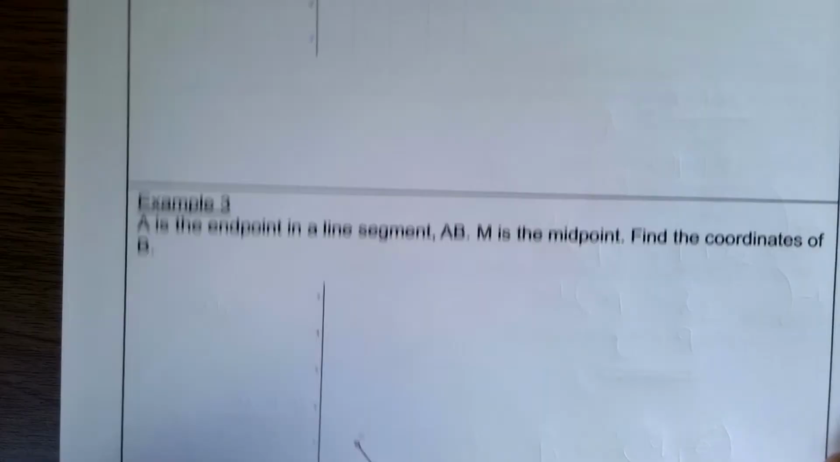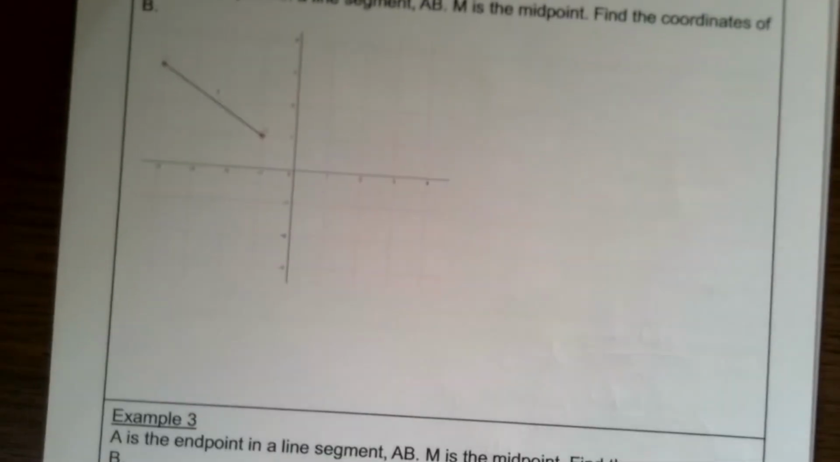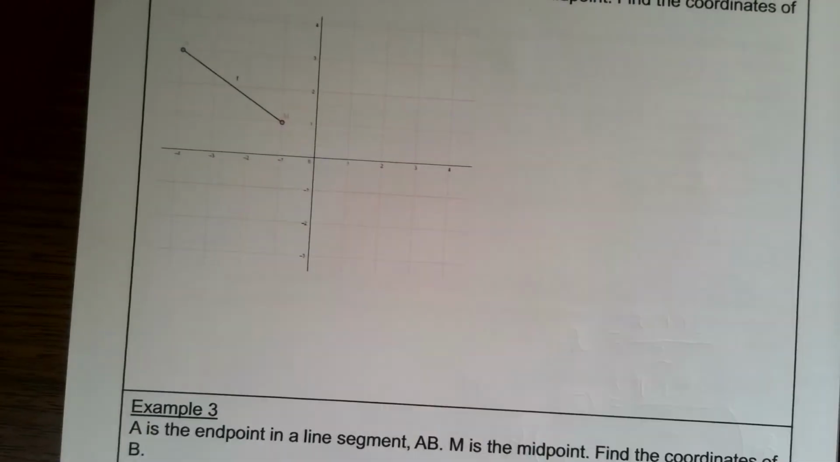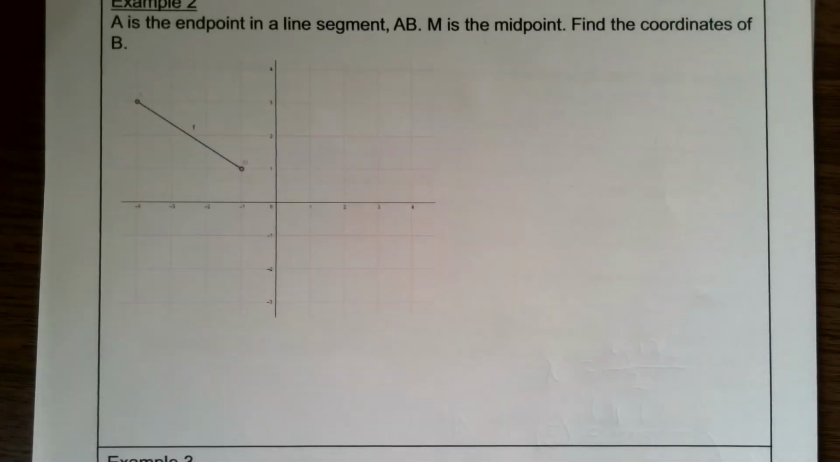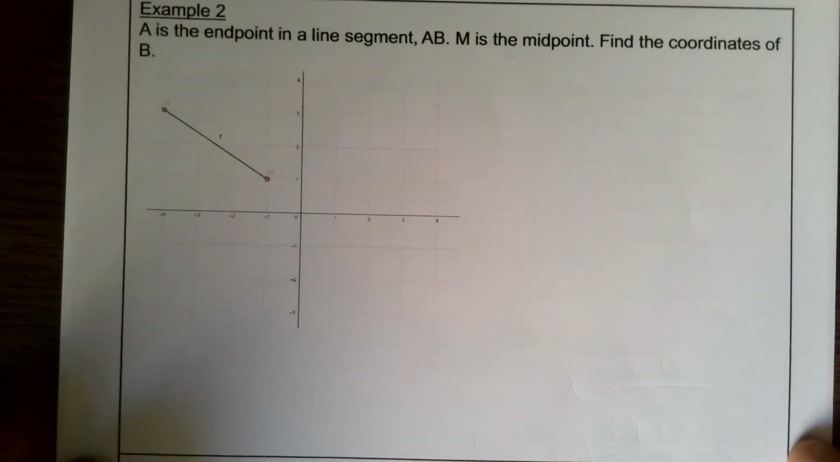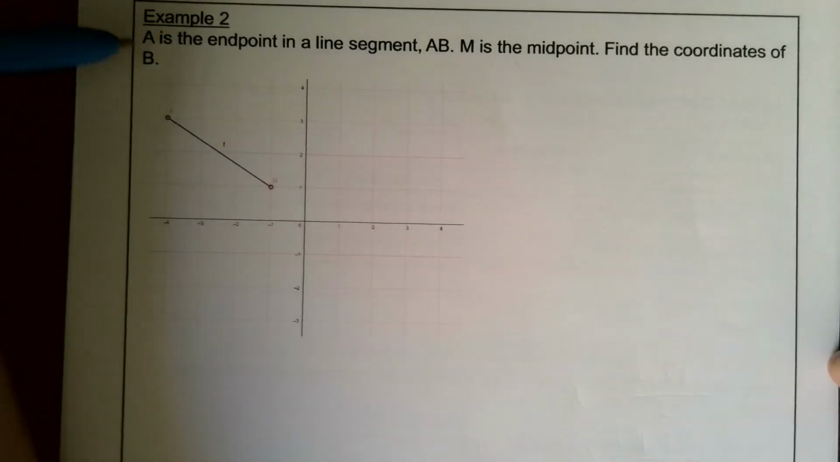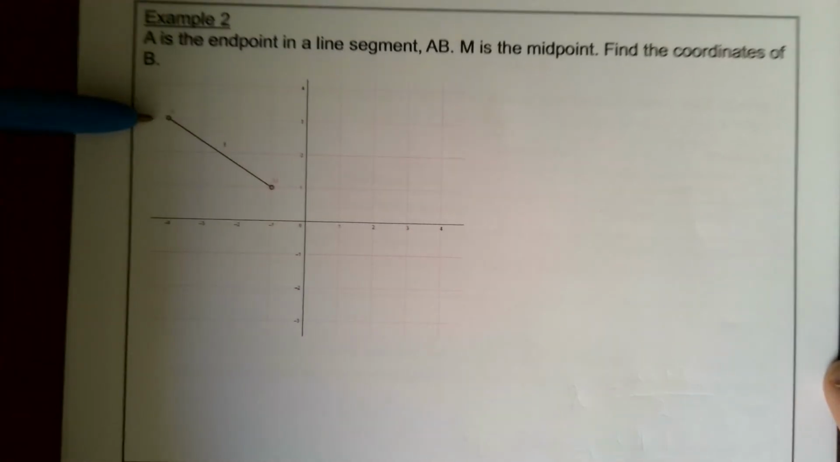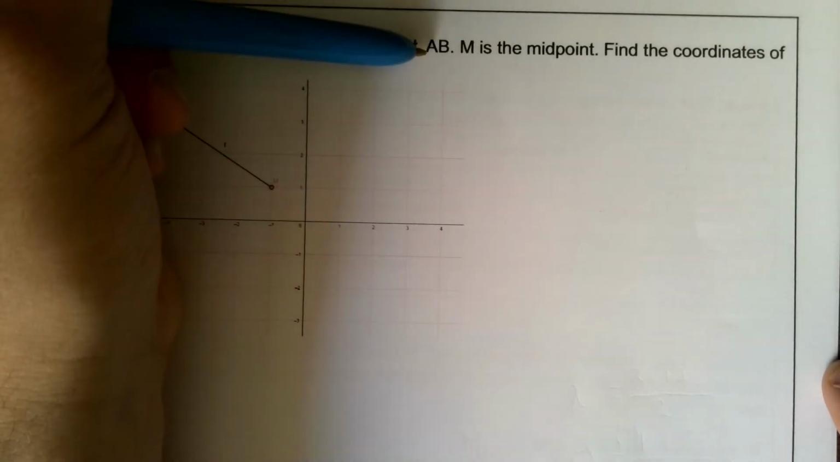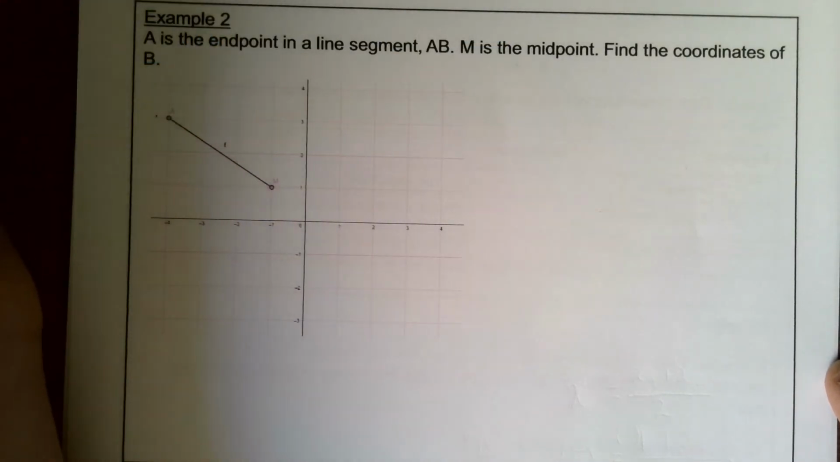Let's do 2 more examples that are slightly more difficult. Now this time around, I am going to go straight into the working, so you're just going to have to follow, and you can always go back if you've forgotten the equations that we're using. So example 2 for finding an endpoint. We've got A is the endpoint in a line segment, so I've got A up here, line segment which is AB. M is the midpoint. Find the coordinates of B.